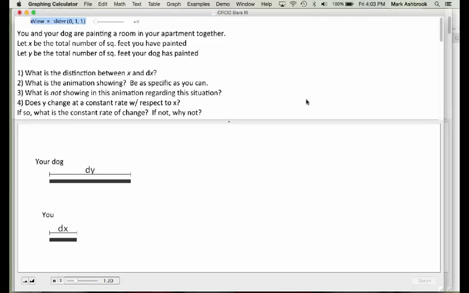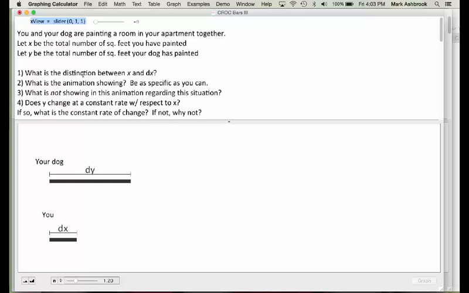Because it's super important. It's a constant rate of change. It's a bedrock principle in all of calculus, and we really have to understand it well. So we started with this example in class of you and your dog painting a room together, and we said X was the total number of square feet that you have painted, and Y was the total number of square feet that your dog has painted.